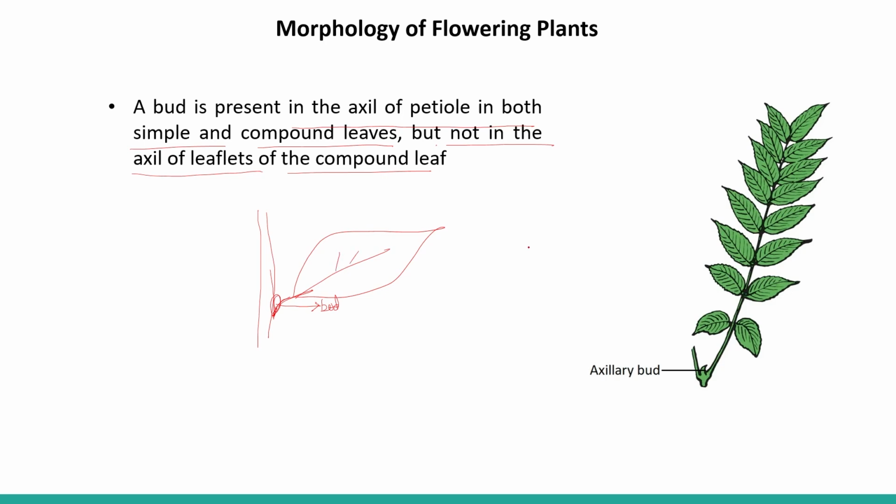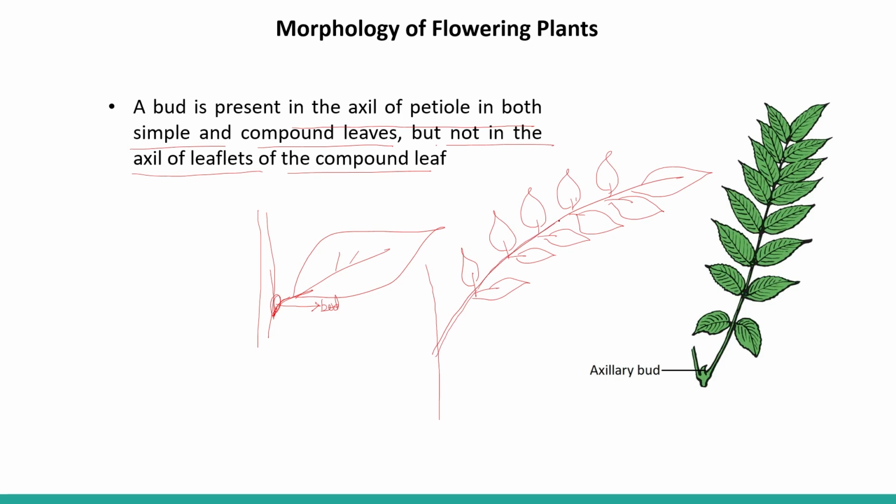Now coming to the compound leaf. So I am drawing a compound leaf here. These are the leaflets, and this is the main branch of it. Like this. So this is a compound leaf. Now in the compound leaf axil, this is the main branch through which the stem is attached here at the leaf base, and here the axil is there. So this is the bud, the axillary bud.